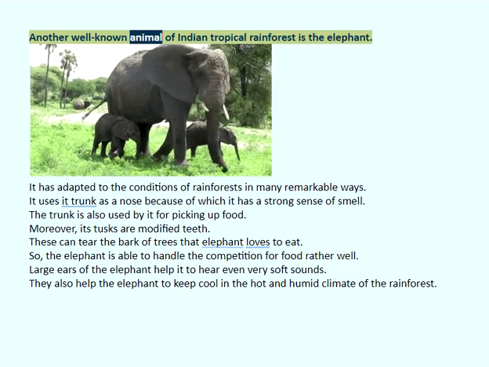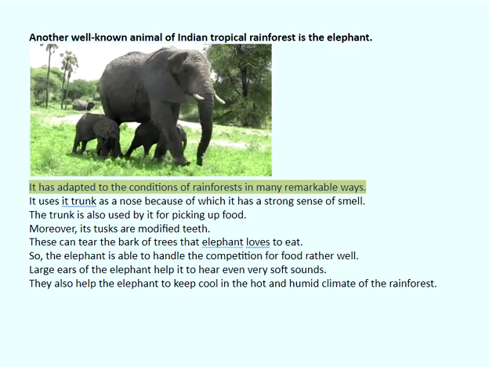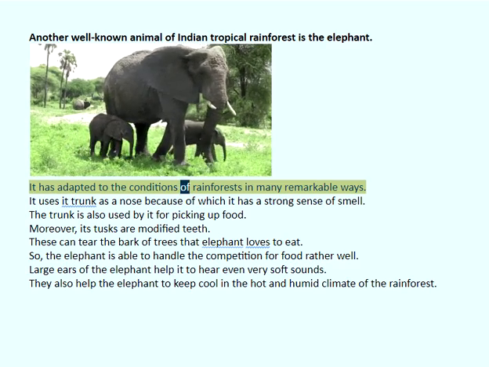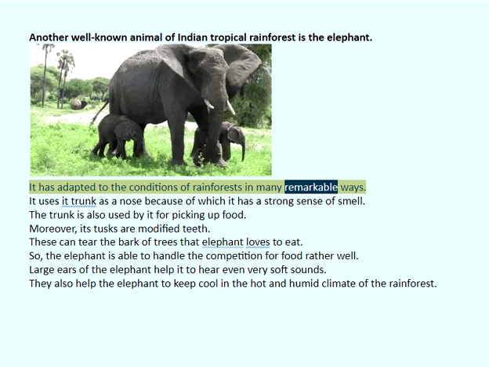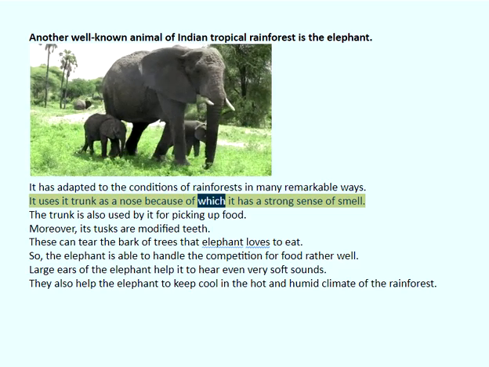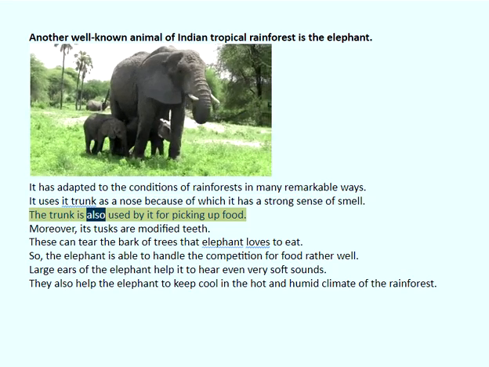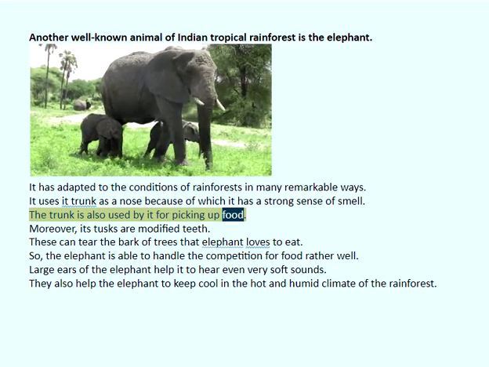Another well-known animal of Indian tropical rainforest is the elephant. It has adapted to the conditions of rainforests in many remarkable ways. It uses its trunk as a nose, because of which it has a strong sense of smell. The trunk is also used by it for picking up food.